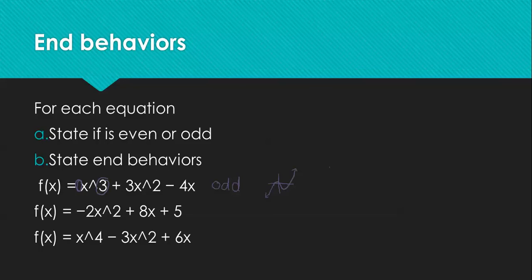So my end behaviors would be: as x goes towards negative infinity, my y is also pointing down towards negative. Then on the positive side, as x goes to positive infinity, my f of x is also going towards positive infinity. Okay, so that was the first one. The next one we see it's a 2, so it's even. But this one has a negative sign in front of it, so my graph is going to be pointing down.